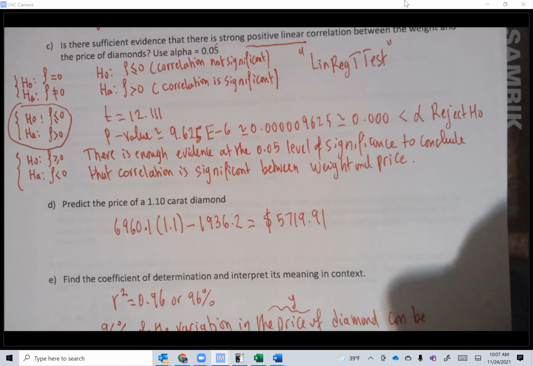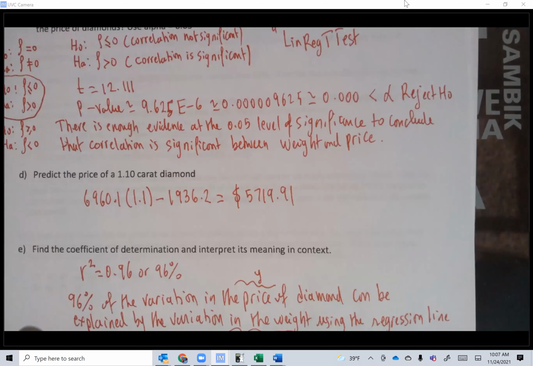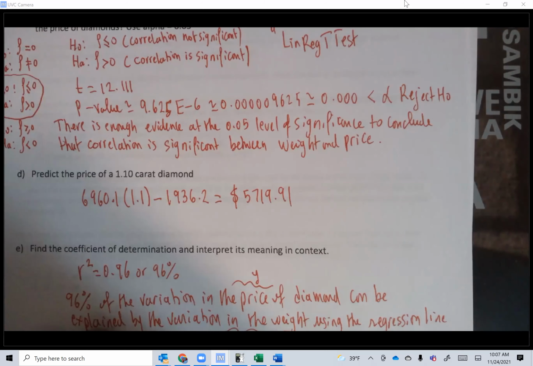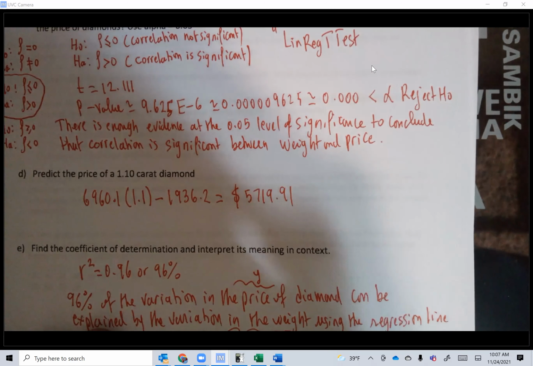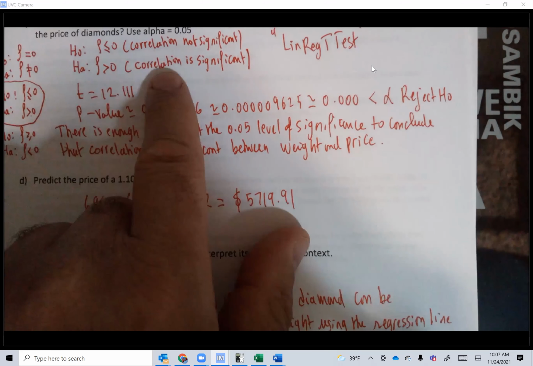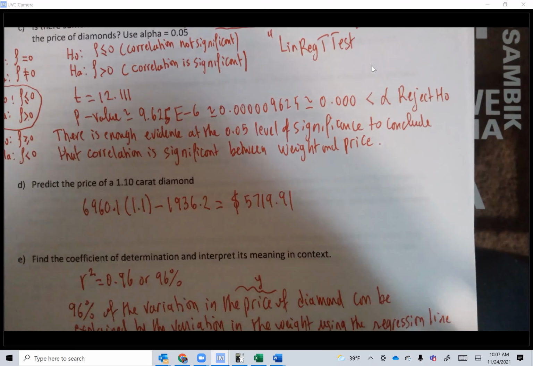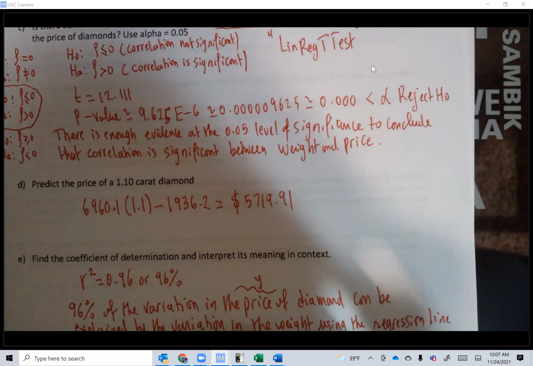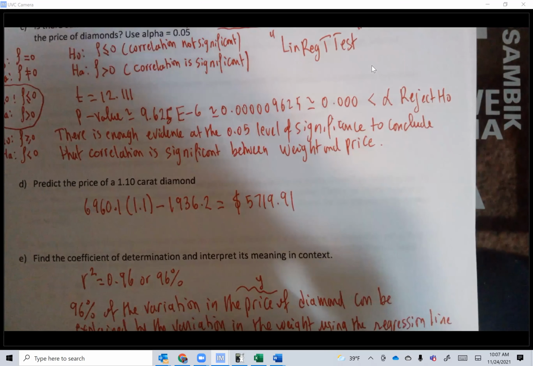Mr. Bazzi, even though we're not really stating which one the claim is and which one it's not, the claim is always in the alternative, so it'll always be HA? It will always be HA. Always you check if correlation is significant. He won't ask you to check that correlation is not significant. So the claim is always in HA.